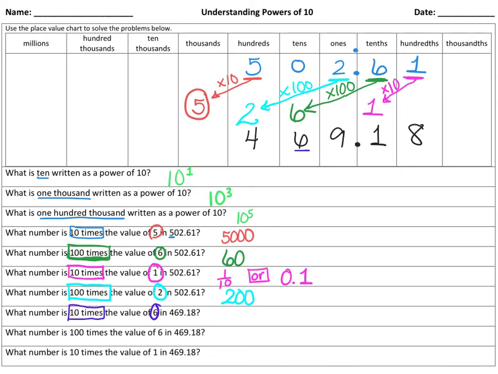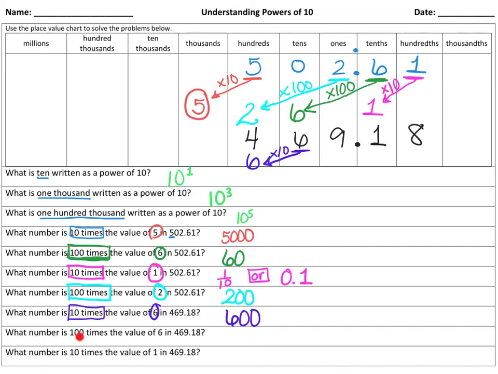So let's look at the 6, and we are going to take it 10 times. So we know 10 times is moving over 1 column. So we know that our 6 is now in the hundreds column. So the 6 in the hundreds column has a value of 600.